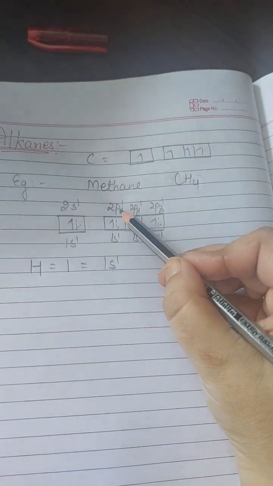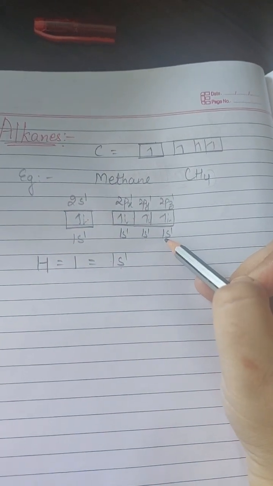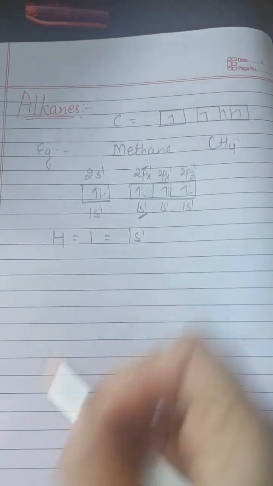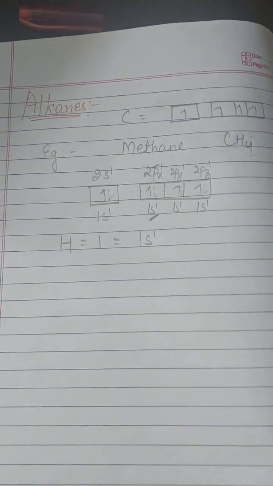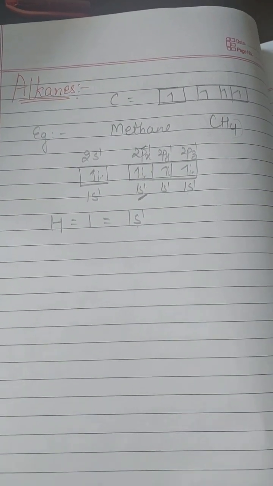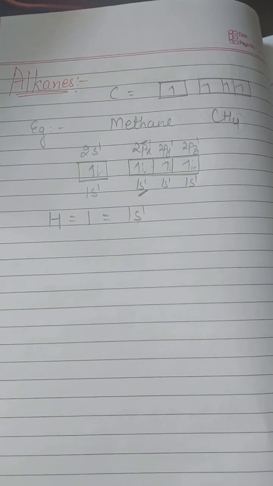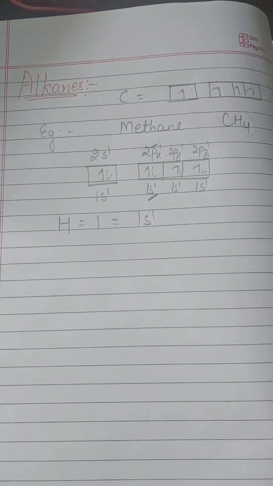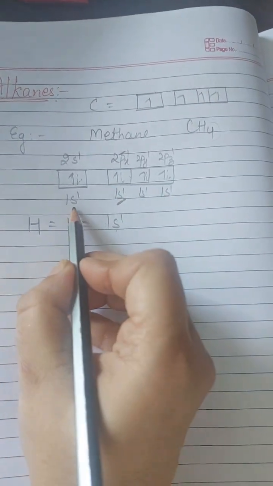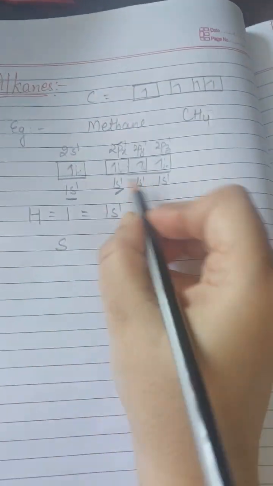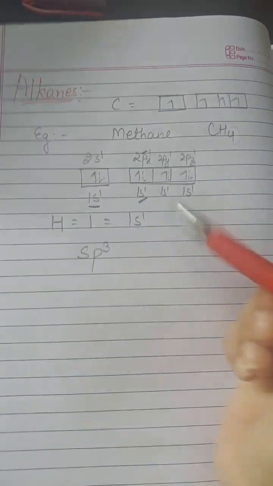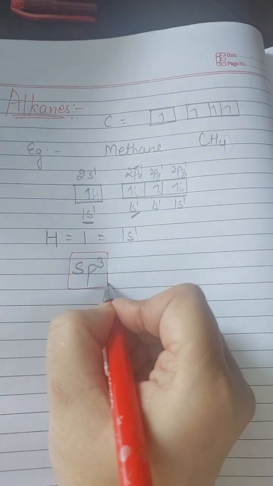Now look, there is intermixing of different orbitals. It is 1s orbital and it is 2p orbital. Clear? And what I had told you about the definition of hybridization: hybridization is the intermixing of different orbitals in a compound. So how many orbitals are taking part in the hybridization? 1s and 3p orbitals. So its hybridization is sp3. Clear?